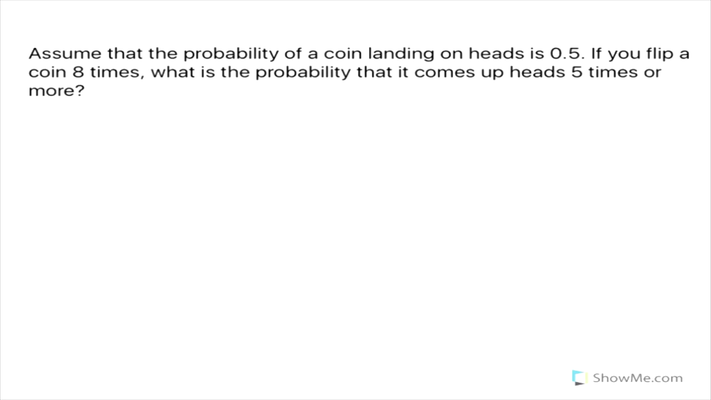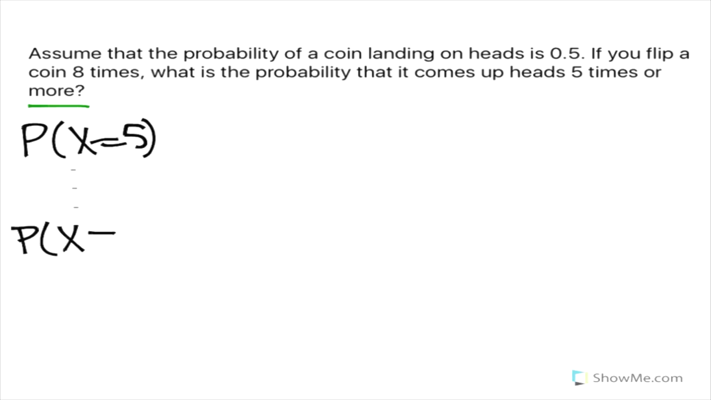So our next question is, assume the probability of a coin landing on heads is 0.5. If we flip that coin 8 times, what is the probability that it comes up heads 5 times or more? So the key difference in this question is this "or more" part. And one way we could do that is we could calculate the probability that x equals 5, and 6 and 7, and the probability that x equals 8. But this would take a while, and if you have a bigger sample size especially, this could take a very long time. So usually this is not the way you want to go about it.